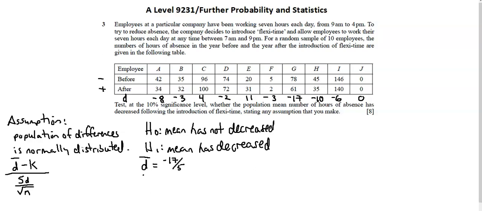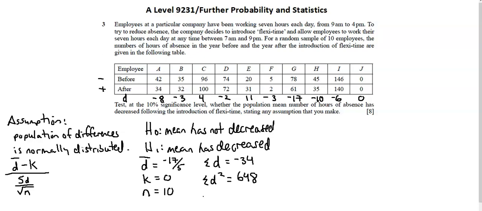The k, as I've mentioned, is 0. N is 10. And for the standard deviation, we're going to need to know the sum of d, the sum of the differences. That value is negative 34. And we'll also need to know the sum of d squared. So if you take each of the differences that I've calculated and square them and add those squares, you get 648.